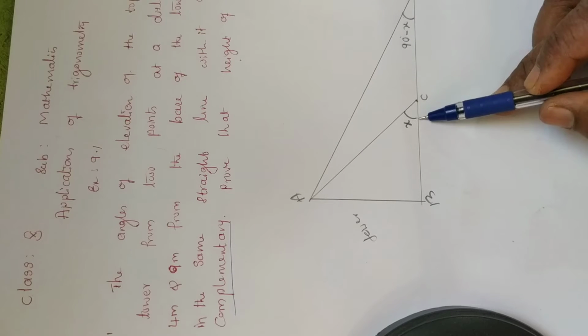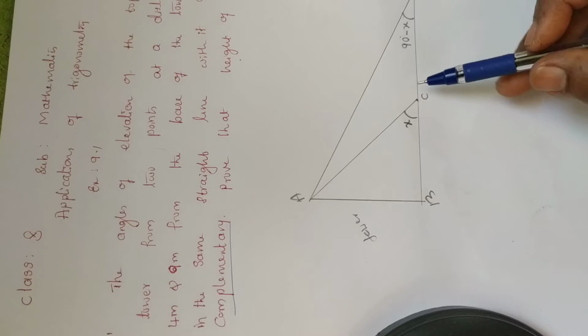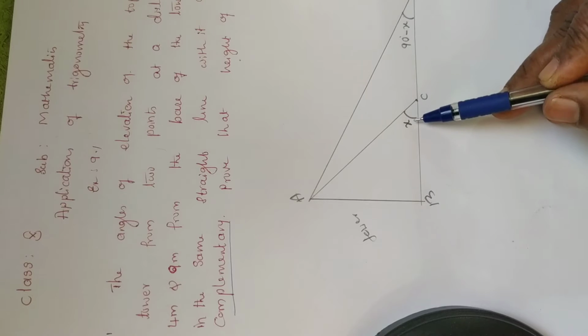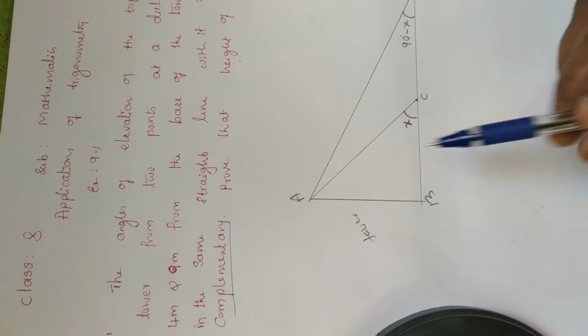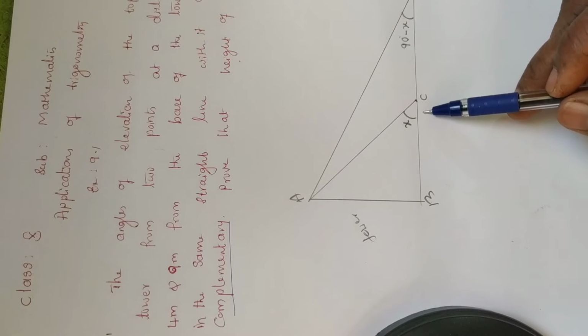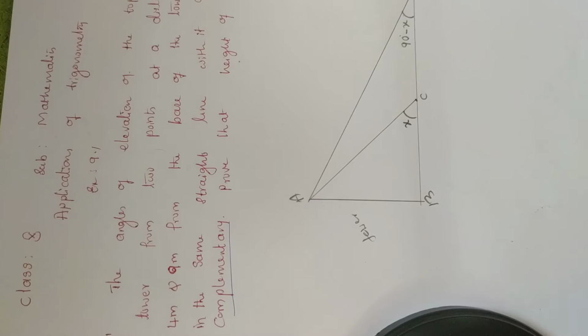So here identify the angle of elevation properly. Don't write 90 minus x at the nearer point. If you mark the angle of elevation as 90 minus x at this point, it becomes wrong because the angle of elevation is more when the distance between the two objects is less. So the diagram is completed and one more information is given.